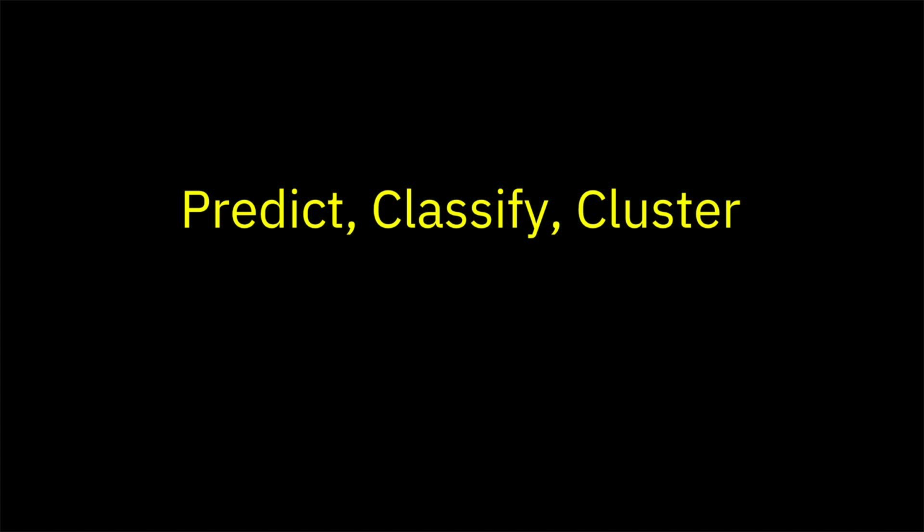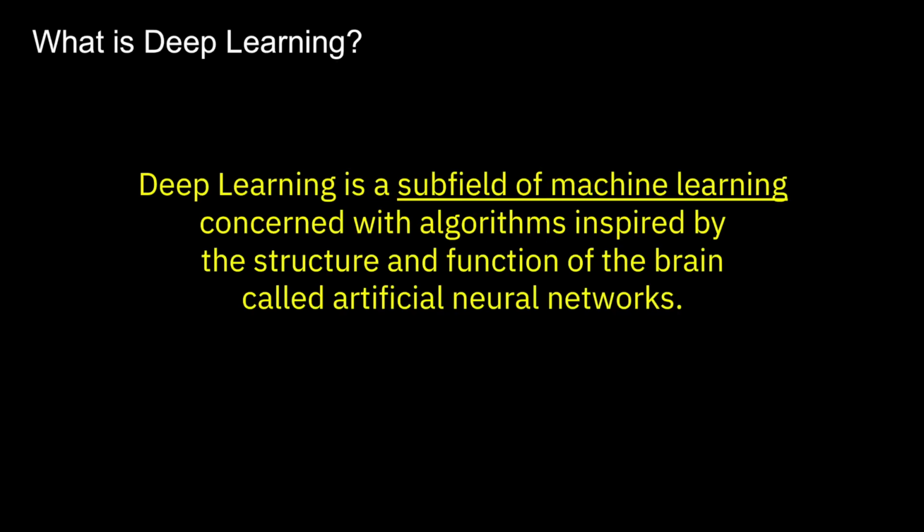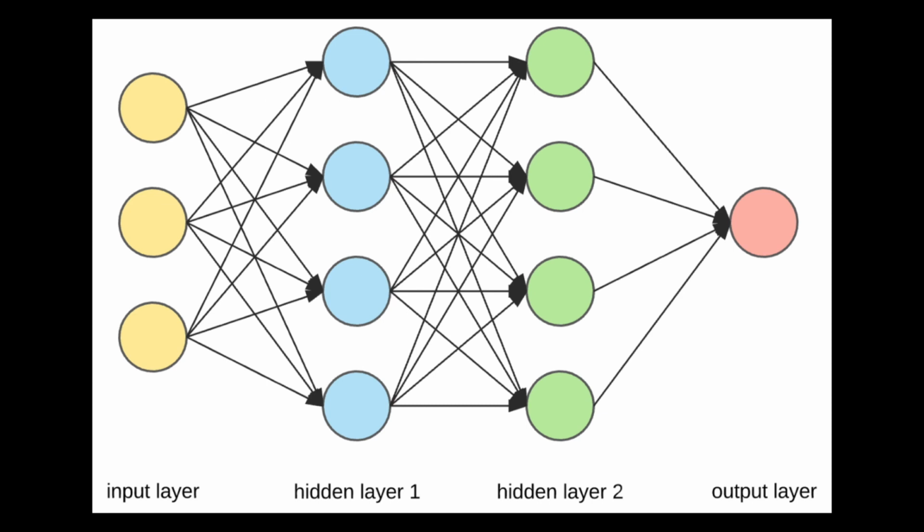Another term we hear often is deep learning. Note that deep learning is a subfield of machine learning. The deep part comes from the fact that it usually refers to neural networks and the number of layers used in solving a problem. We'll get back to this in a future video.